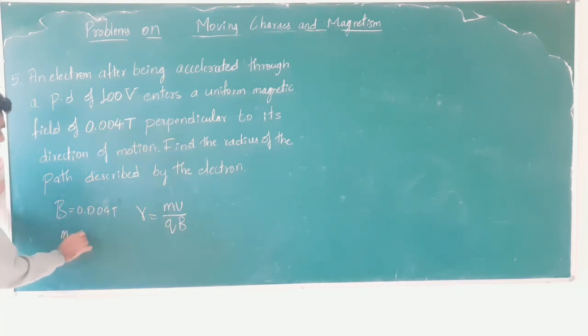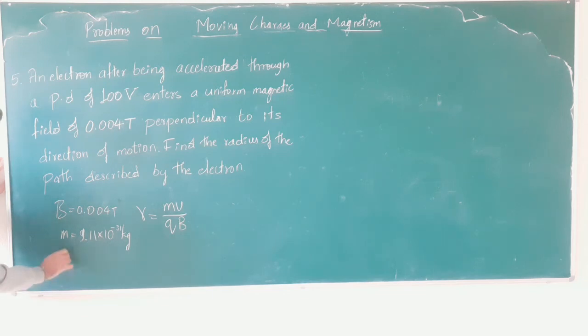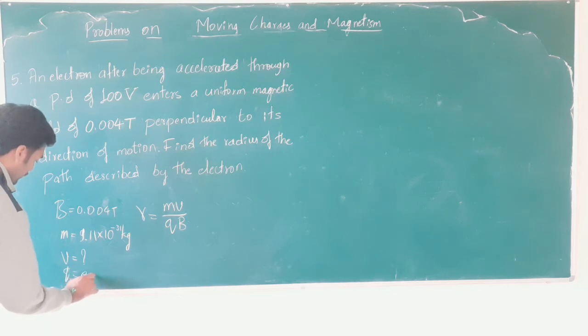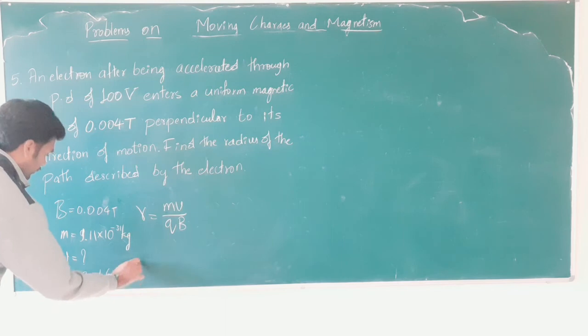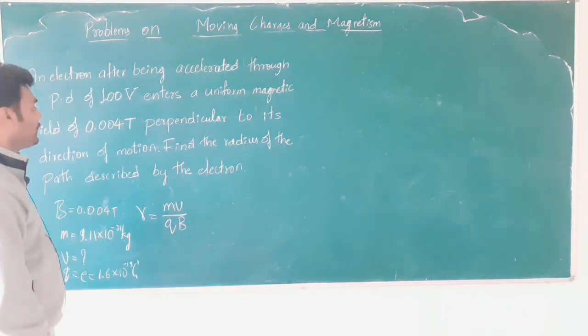m, mass of electron, 9.11 into 10 to the power of minus 31 kg. v, we don't know. v has to be calculated. v is not directly given. What about q? q is equal to the charge of the electron, which is 1.6 into 10 to the power of minus 19 coulomb. So we have all the factors given here, but not the value of v. So let us find v. Is there a method to find v?